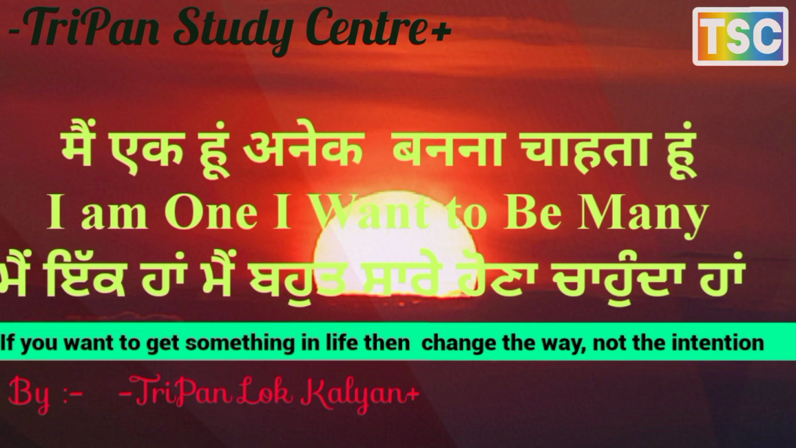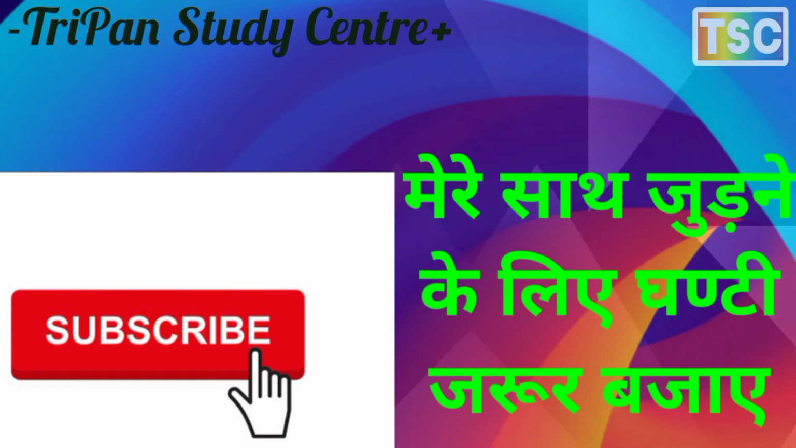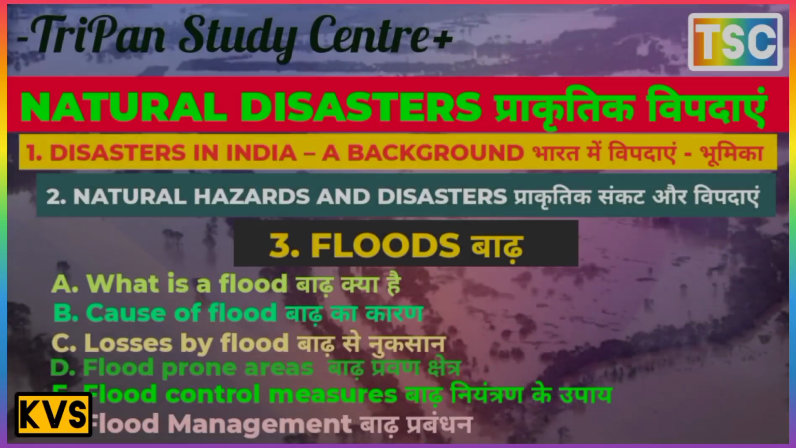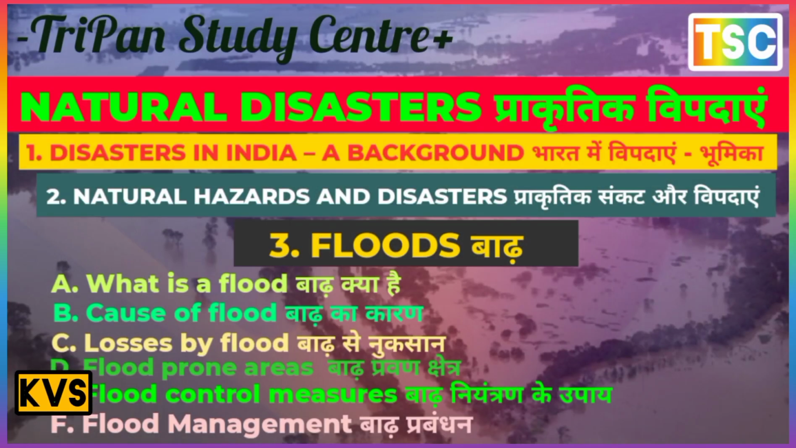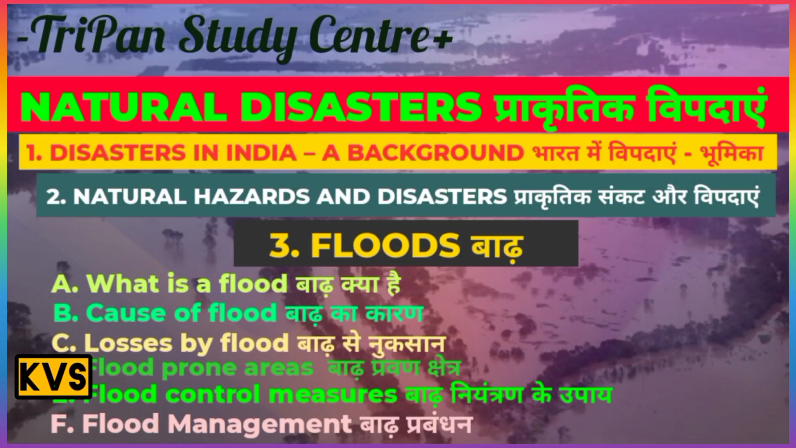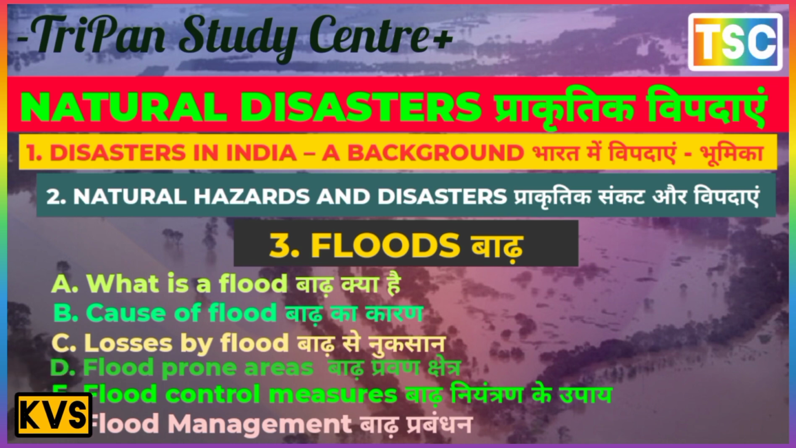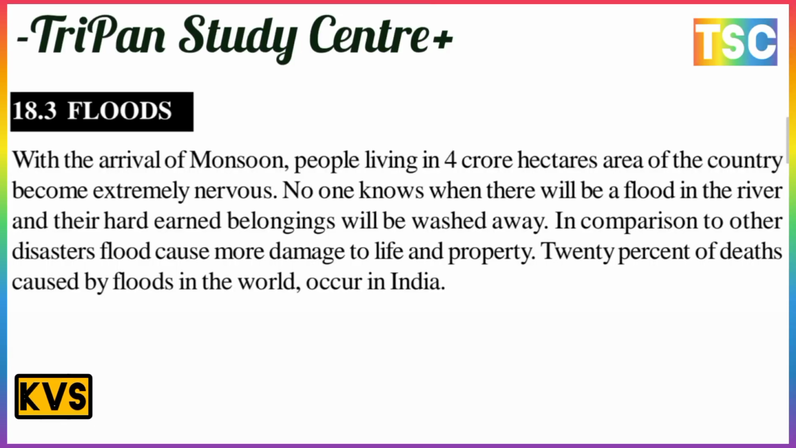Today we are going to see the chapter of geography, and what is our topic today? Floods. Flood is a natural disaster. With the arrival of the monsoon, people living in a 4 crore hectare area of the country become extremely nervous. Why nervous? Because floods come every year in the monsoon season.